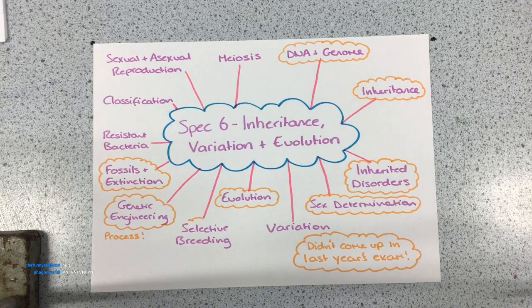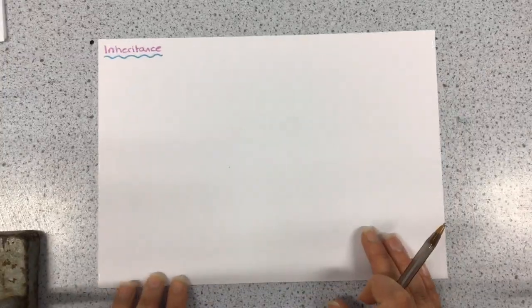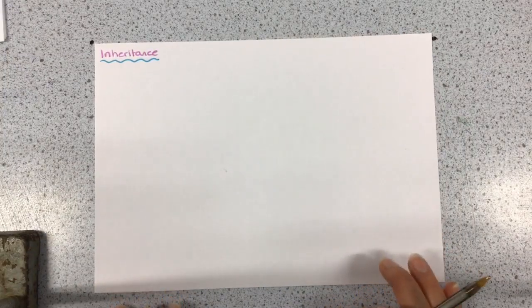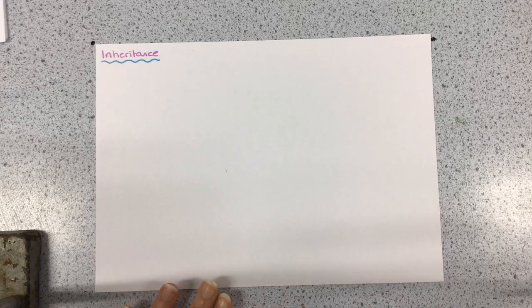So we're going to have a look at mostly inheritance, some evolution, genetic engineering, fossils and extinction. These are the points that didn't really come up in much detail. When I say genetic engineering, I mean the process of genetic engineering, because advantages and disadvantages did come up. So we spent a lot of time in lessons looking at the keywords associated with inheritance. If you do not know these now, you're in a bit of a poor situation, because this didn't really come up last year, so fingers crossed it'll come up this year.